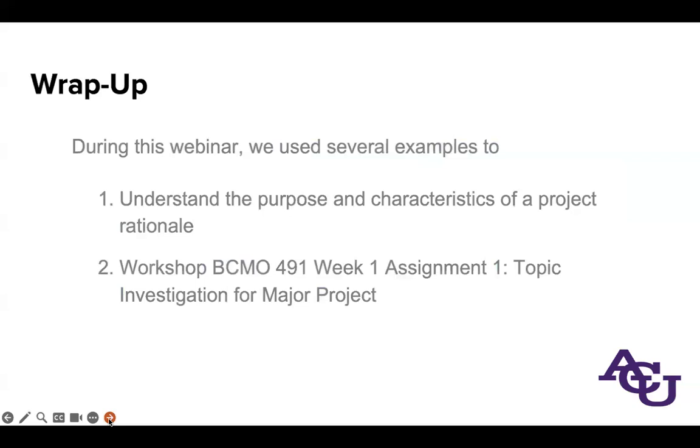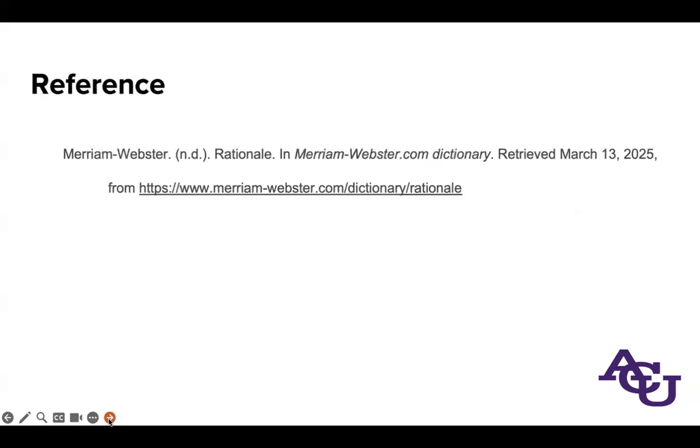So we have reached the end of this webinar, and during it, we used several examples to understand the purpose and characteristics of a project rationale and to workshop specifically BCMO 491 Week 1 Assignment 1 Topic Investigation for Major Project. This is just a reference in APA format for the dictionary definition of rationale.